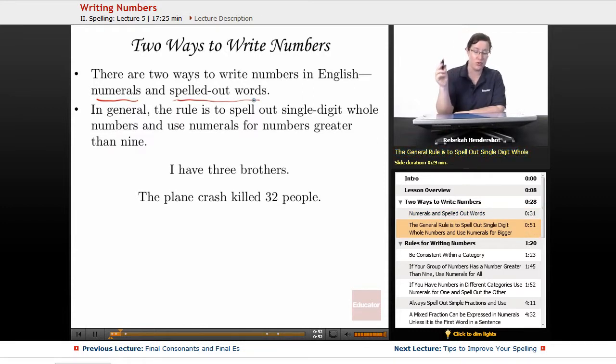In general, the rule is to spell out single-digit, whole numbers, and to use numerals for numbers greater than 9. So, for example, I can say, I have three brothers. Three is a single-digit whole number, so I spell it out. But if you say the plane crash killed 32 people, it's perfectly okay to use numerals because, frankly, spelling out 32 would slow down the reader quite a bit.